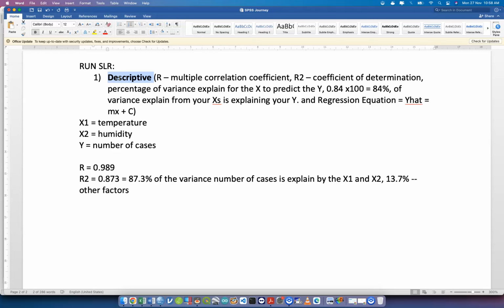The arrangement of the axes. X1 goes in first, then X1 with X2, then X1, X2, X3, arranged from the back. So, 3, 2, 1, go first, something like that. Why? Because of this, the variance explained. The higher the variance explained for the Y by the X's, the better this model is, because we just need these 2 variables to predict the number of cases very well.